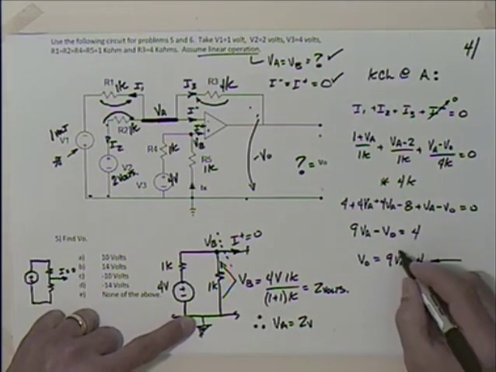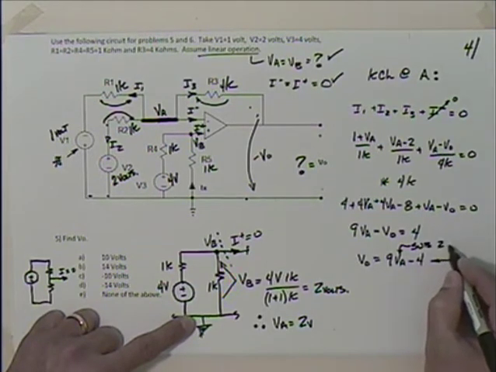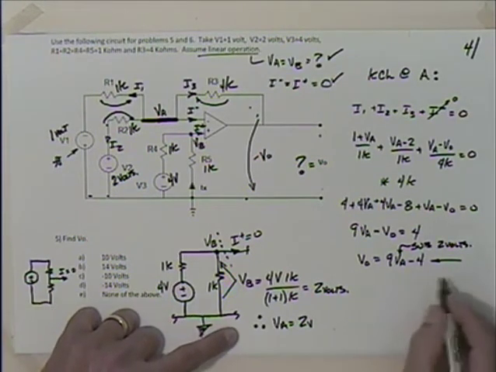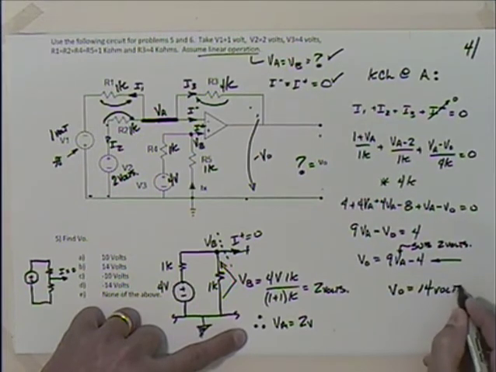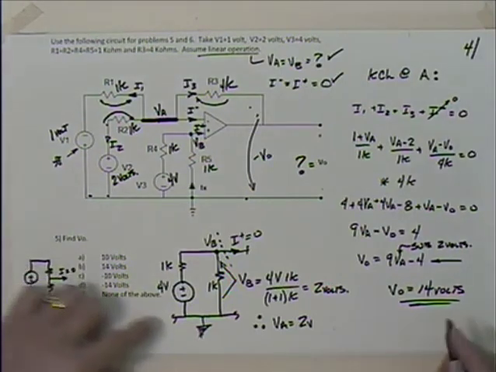So when I substitute 2 in here, I come up with what? 14. V naught is equal to 14 volts. We said that usually has to be between our plus and minus VCC.